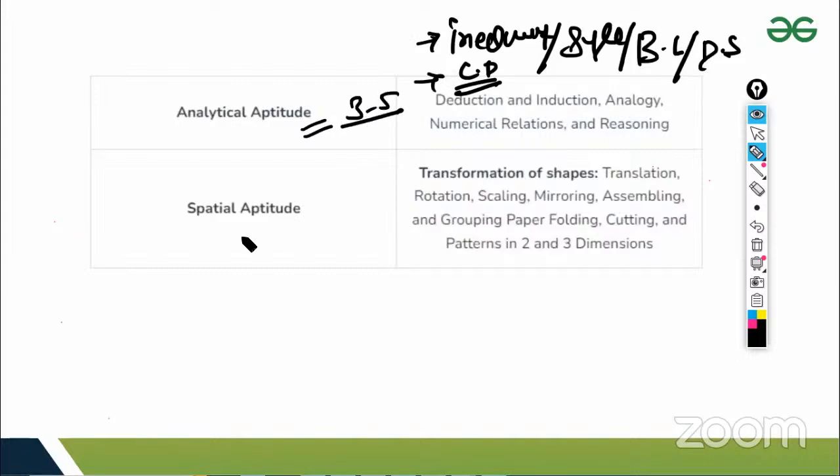And then finally is spatial aptitude. Spatial aptitude is nothing but, I hope you remember, when we look at a mirror, what would be the inverted image? So translation, rotation, scaling, mirror, assembling, grouping, paper folding, 2D, 3D, right? These questions we have seen in the video in lecture part 2. We have seen such kind of question. I hope you all agree with this.